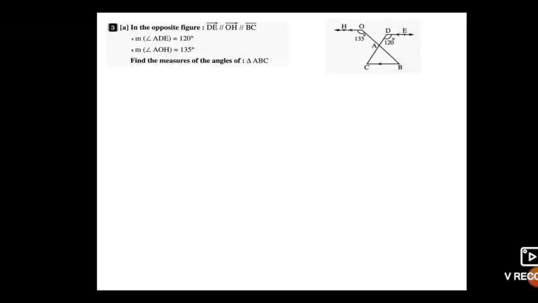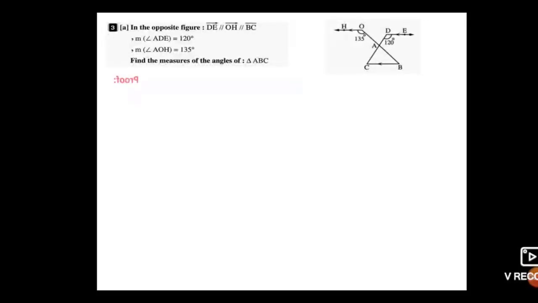Number 3a. In the opposite figure, DE is parallel to OH, ray OH is parallel to BC. Measure angle ADE equals 120 degrees. Measure angle AOH equals 135 degrees. Find the measures of the angles of triangle ABC.